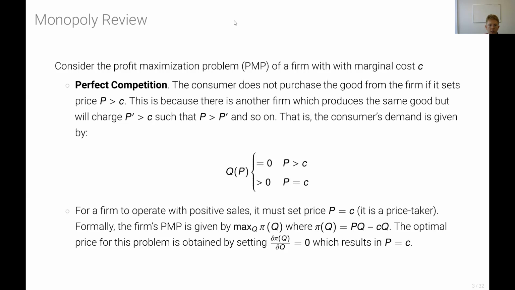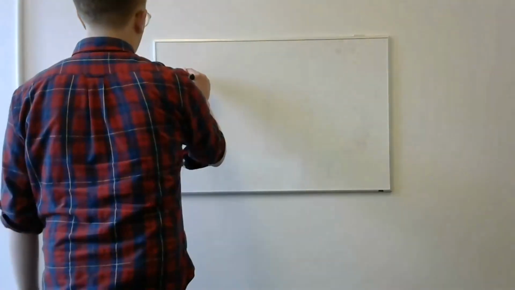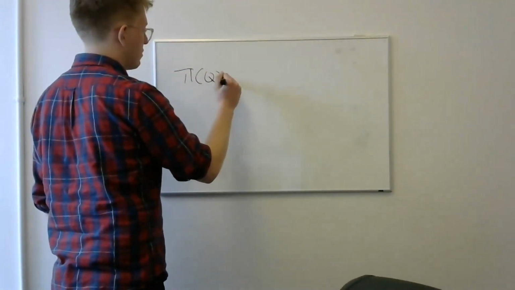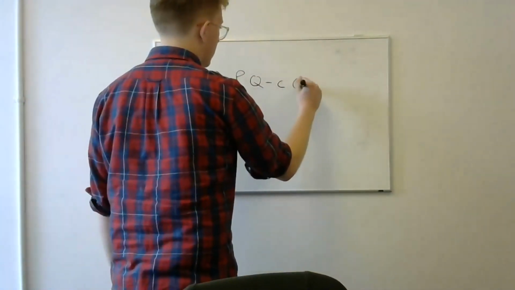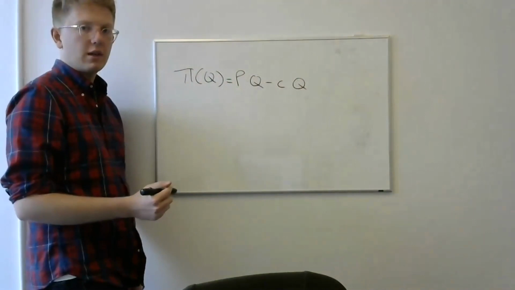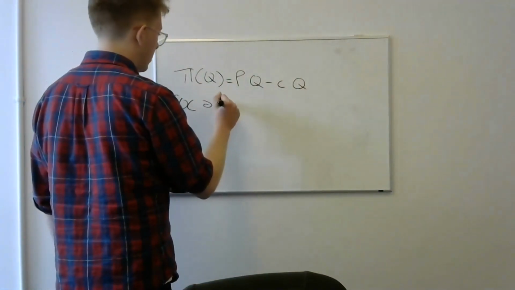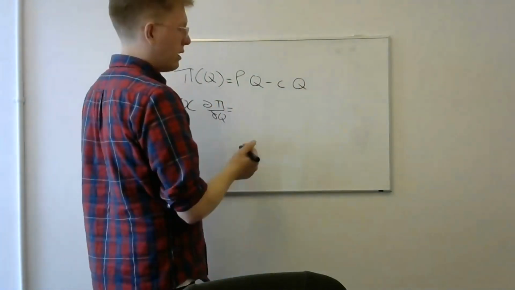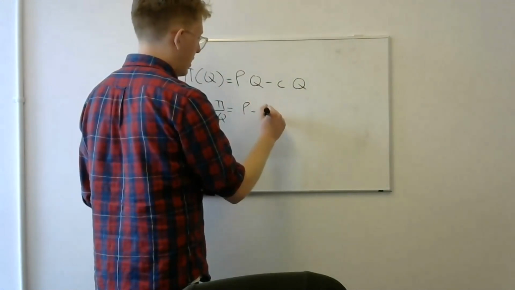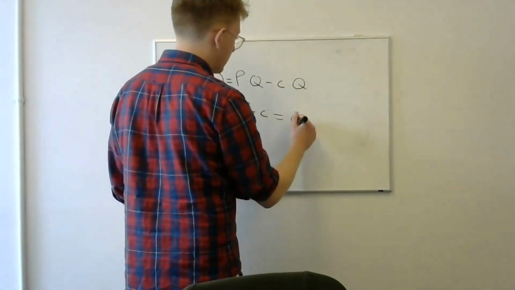And so just to see how this is done, let's suppose that the profit of my firm is equal to pi of Q. It's equal to P times Q minus C times Q. Okay, so if I want to take the first order condition of this problem, then I'm going to take the derivative of pi with respect to Q. What's that going to give me? It's going to give me P minus C. And then for this to be a first order condition, I need to set this equal to 0.